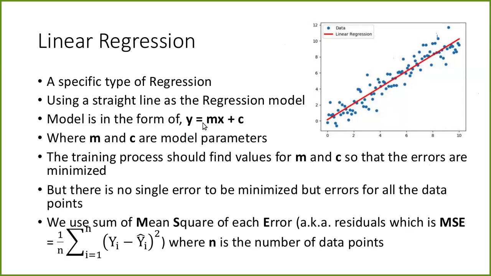So when it comes to any machine learning model, we said that it's either regression or classification. When it is regression, what we have to do is find the parameters in the model. So when it comes to this linear equation, y equals mx plus c, what are the parameters? Y and x are variables, so the parameters are m and c. m and c are the model parameters.